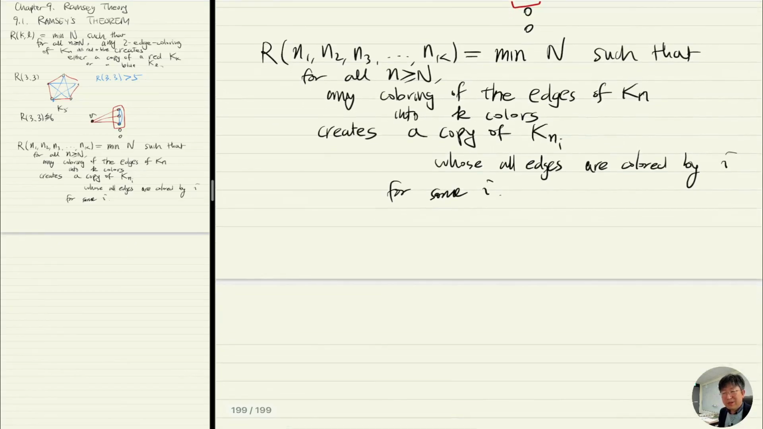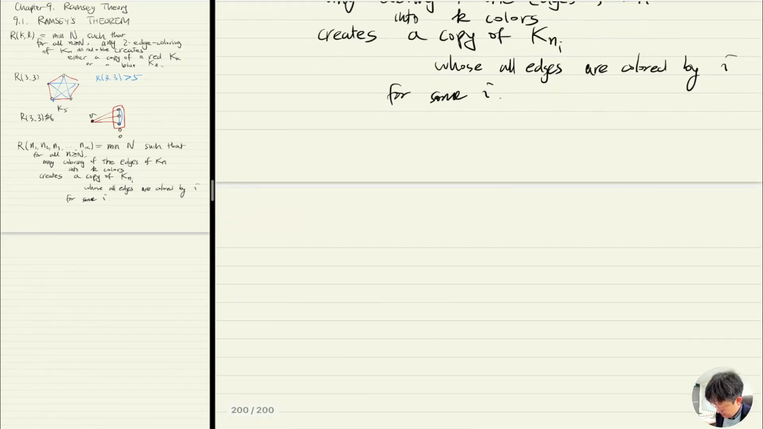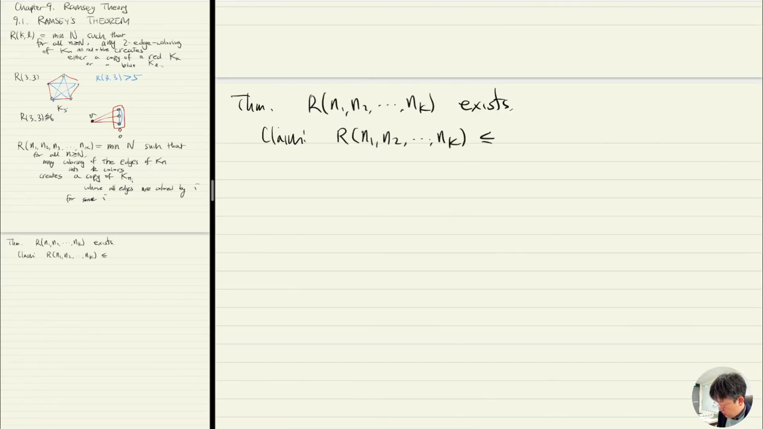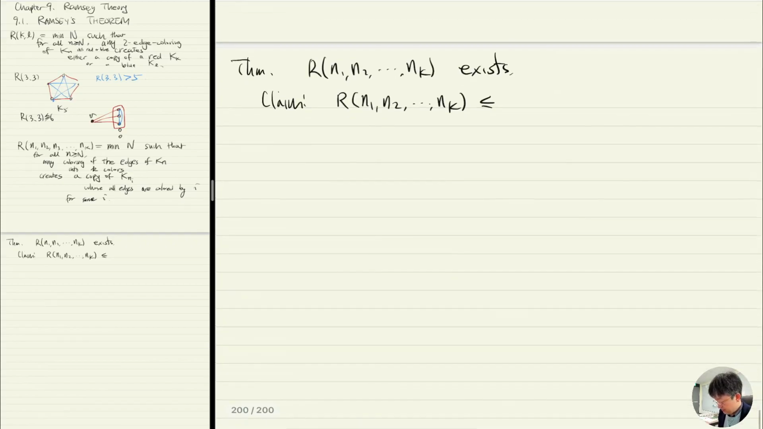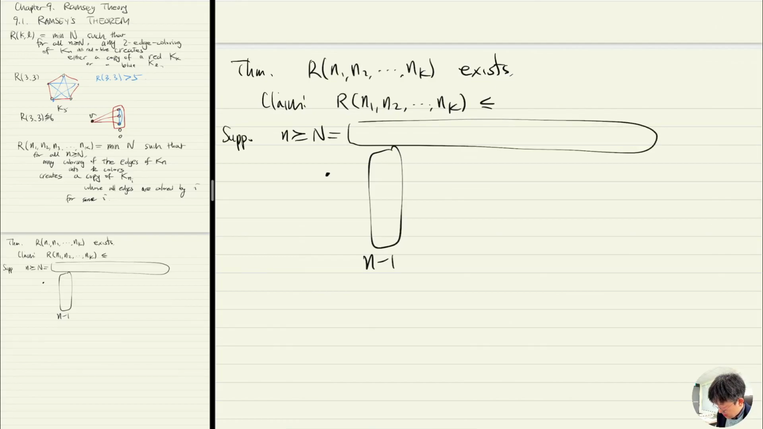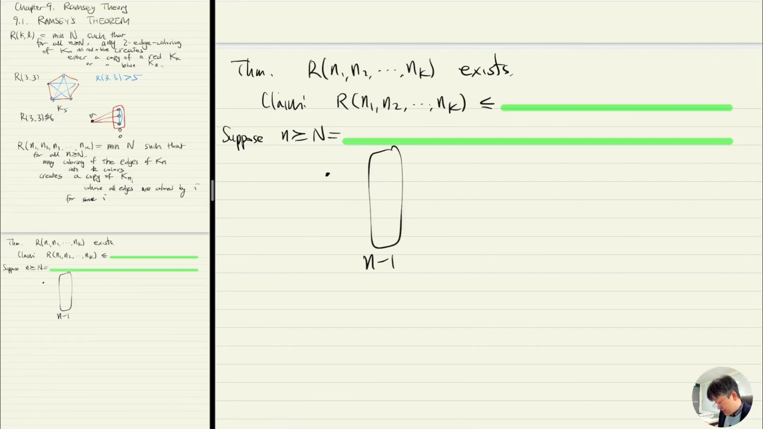Now, we can see why these numbers exist. Theorem: this exists. To see why, we just need an upper bound. We're going to prove the following claim: the Ramsey number of n1, n2, ..., nk is at most something. And we're going to use the same proof idea. Pick one vertex. Now, look at the other vertices. So you have n minus 1. Let's say n is bigger than something, which we're going to define here. Suppose n is bigger than something.